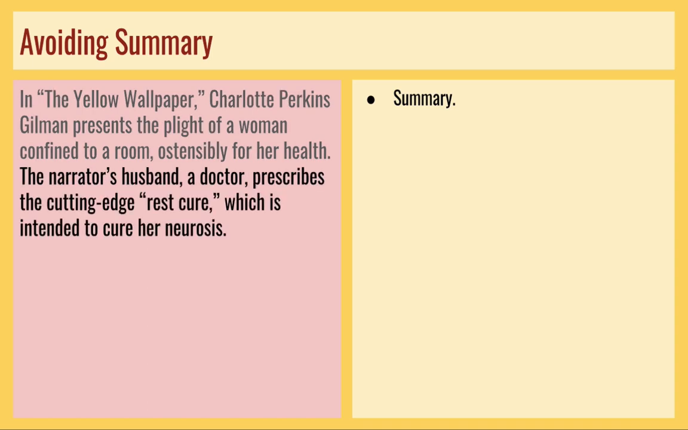and see if that's any better. So if the next sentence is a description of what happens next in the story, here it's just describing another character, the narrator's husband, the secondary character in The Yellow Wallpaper, and describing that she's put in this room to cure her neurosis. Well, it's more summary. It tells me what happened in the story.